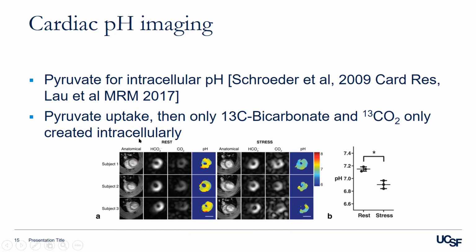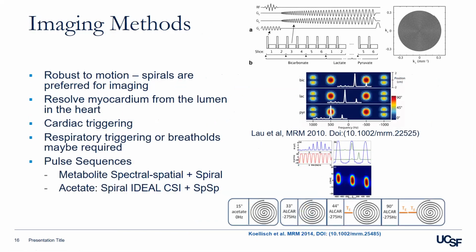And you can actually image CO2 because there's quite a bit of pyruvate uptake and quite a bit of metabolism in the heart.